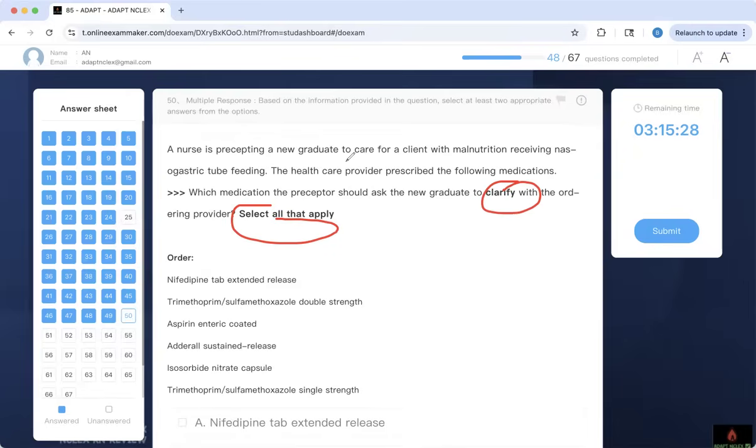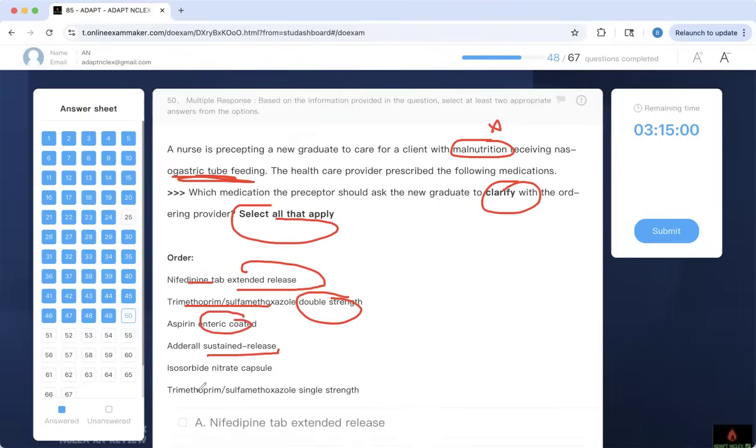A nurse is precepting a new graduate to care for a client with malnutrition. Malnutrition is irrelevant. But what is the problem? It's getting fed through the NG tube. The healthcare provider prescribed which of the following? Nifedipine extended-release tablet, sulfa drug double strength, aspirin enteric-coated, Adderall sustained release, isosorbide capsule, sulfa drug single strength.